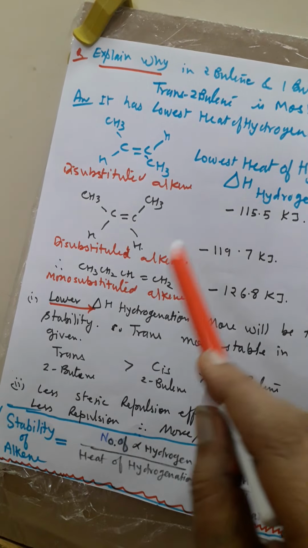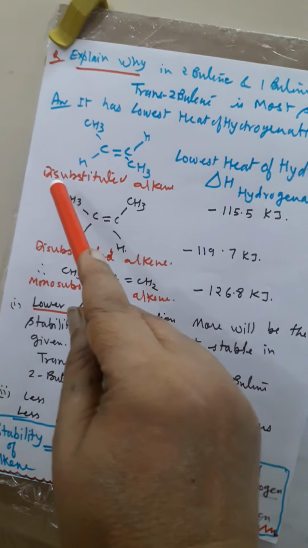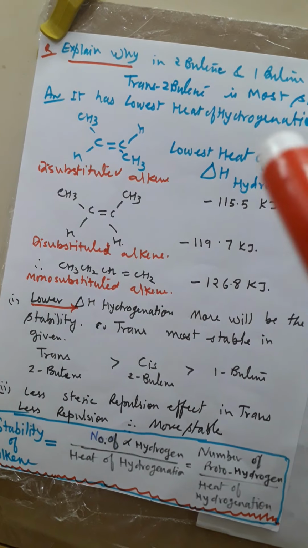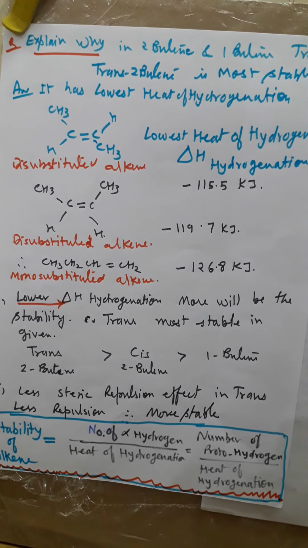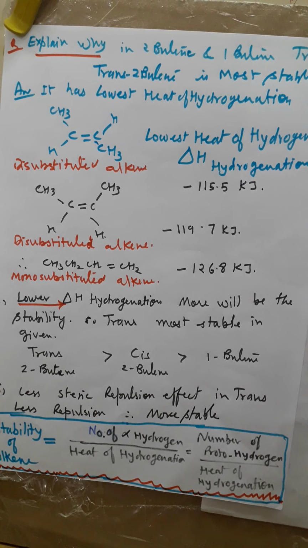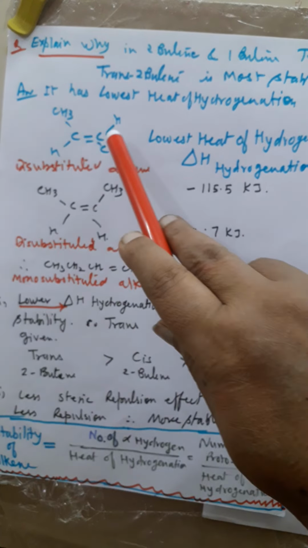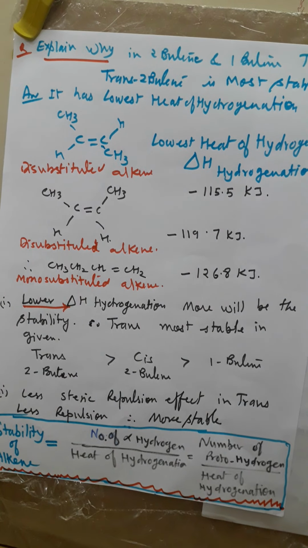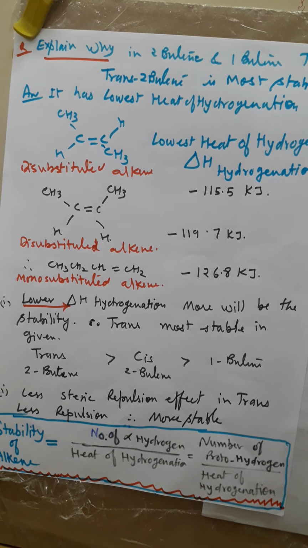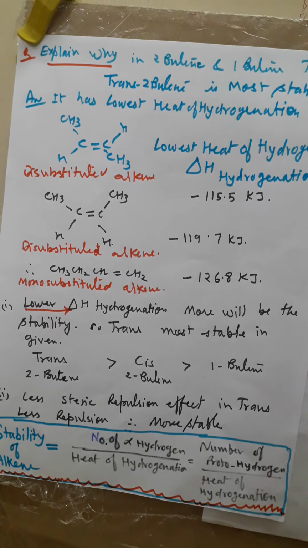because of the steric hindrance. In the cis alkene, these two bulky groups are on the same side, so there is a steric repulsion. That is why they are less stable. In trans they are away from each other, so there will be very little repulsion, so that is why it is more stable. That is what I told you about the steric reasons.